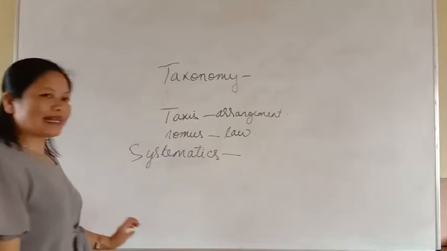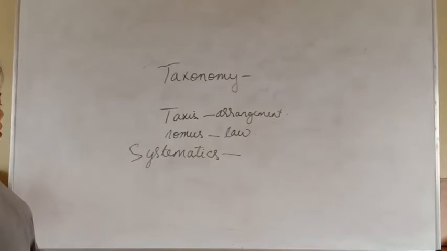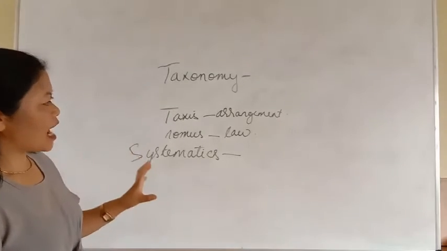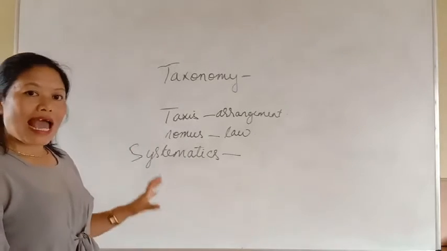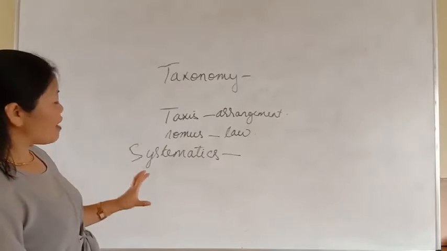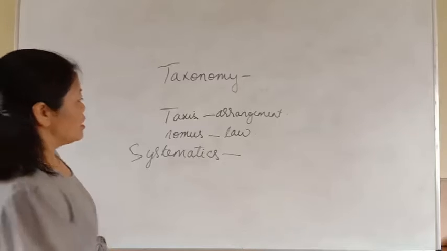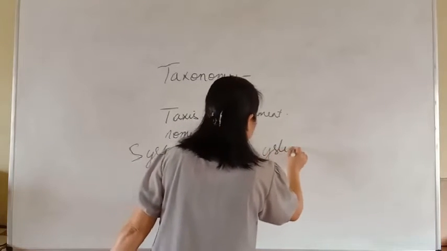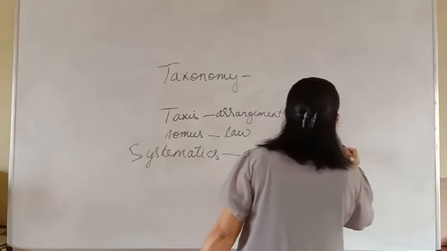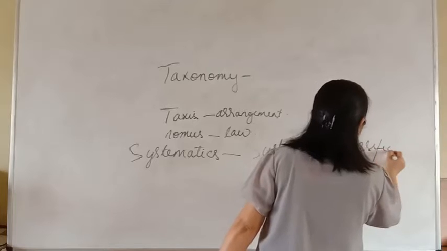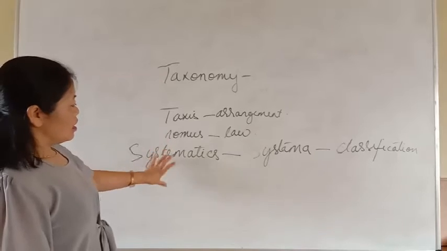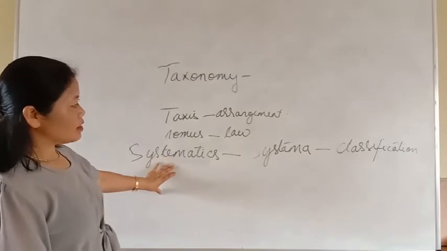Now what is systematics? Systematics is the scientific study of the diverse living organisms and their relationships. This word has been derived from the Latinized Greek word systema, which means classification.